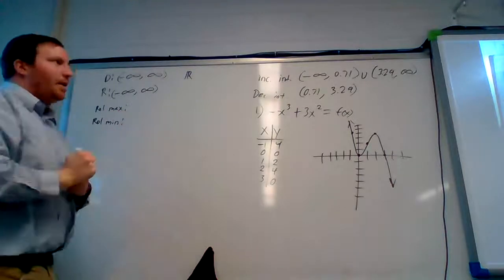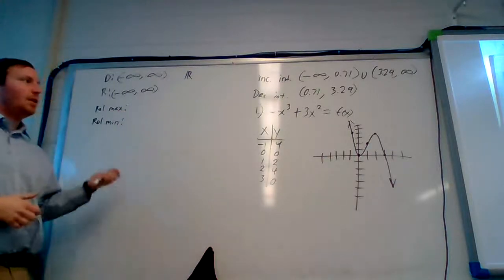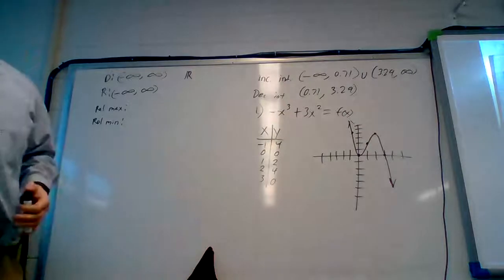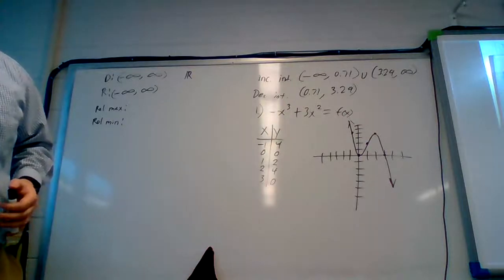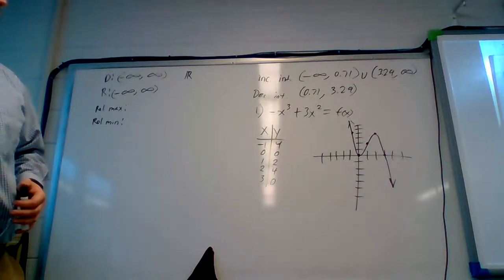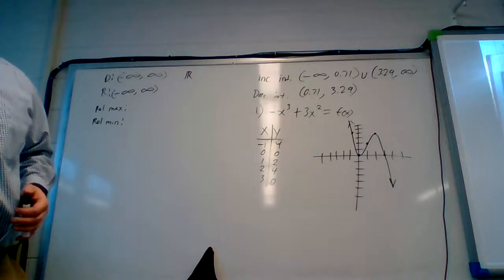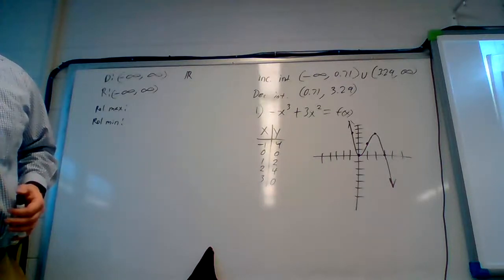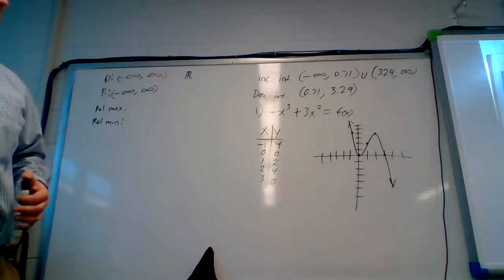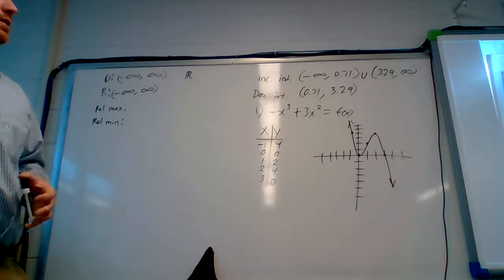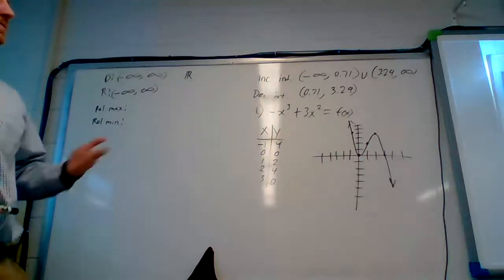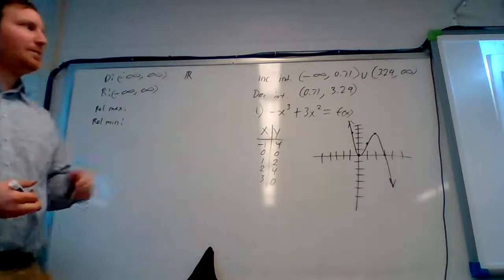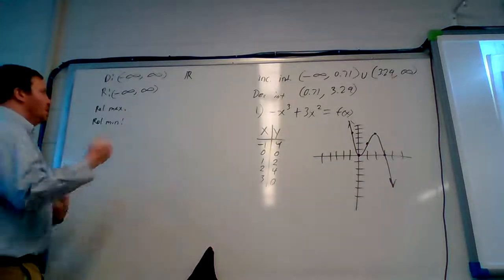So let's find our maximum. So again, we're going to use our trace function, or our second calculate. I'm going to go ahead and do our maximum first. So move my cursor to the left side of my maximum, hit enter. Move the cursor to the right side of the maximum, hit enter, and guess in between. It says my maximum is at 2, 4.